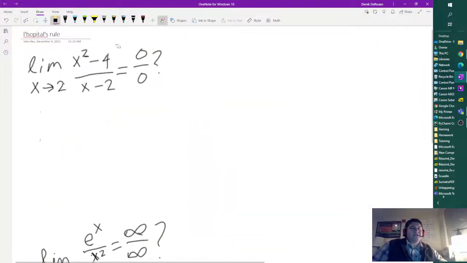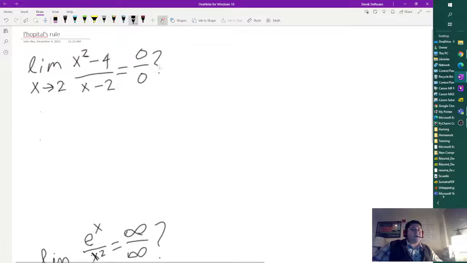Okay, cool. So here's our first example of when we would need L'Hopital's rule. So again, this is 0 over 0. Do we have a limit as x approaches 2? Is 0 over 0? Well, who knows? This is 4 minus 4. Okay, 0. 2 minus 2. Okay, 0. Well, what do we do? Well, let's use L'Hopital's rule.